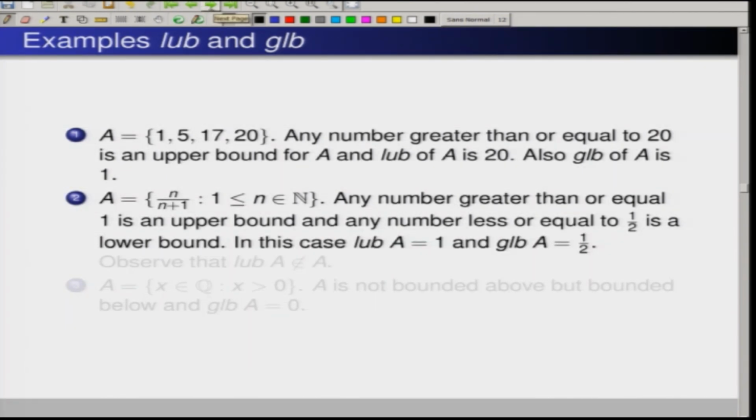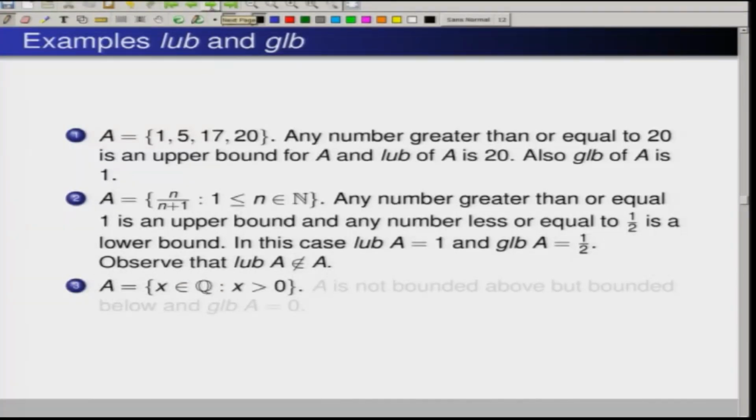So, now you can see that although 1 is the least upper bound, here the least upper bound, which is 1, does not belong to A. So, one thing is that a least upper bound may exist for a set A, but it is not necessarily true that this least upper bound is going to be an element of A.